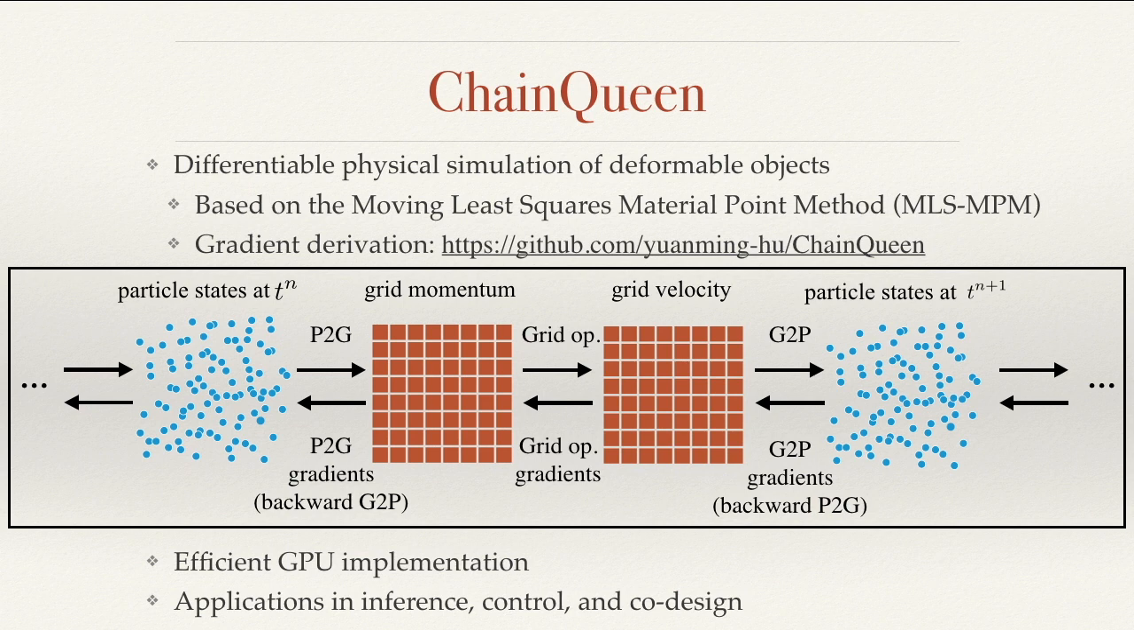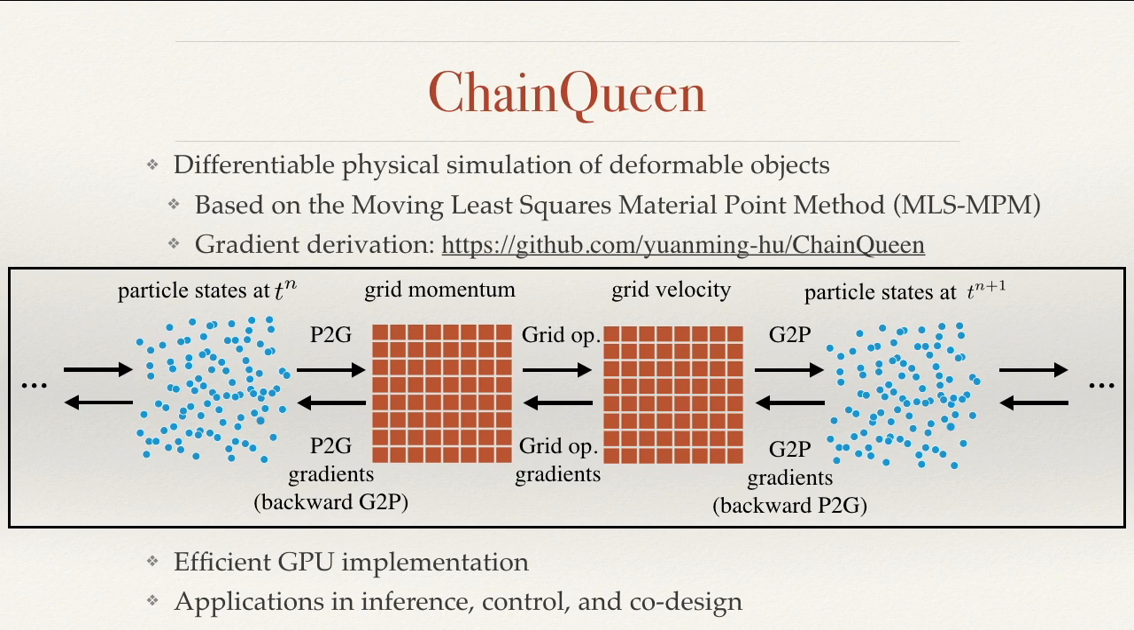The ChainQueen physics engine is based on the recently proposed moving least squares material point method, which is a simplified and more efficient version of material point method in graphics. Unfortunately, when we were doing ChainQueen, we didn't have a powerful tool that gives us both performance and gradient evaluation. So we have to manually derive all the gradients on our own and implement the kernels using CUDA, which is not really pleasant.